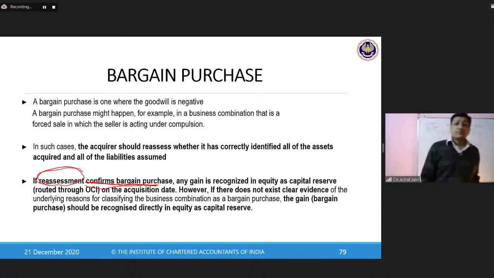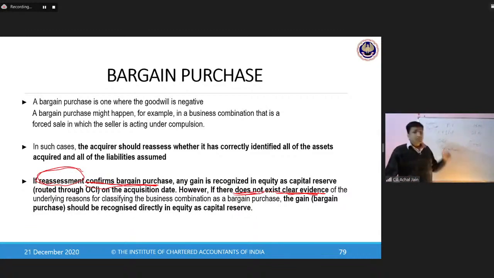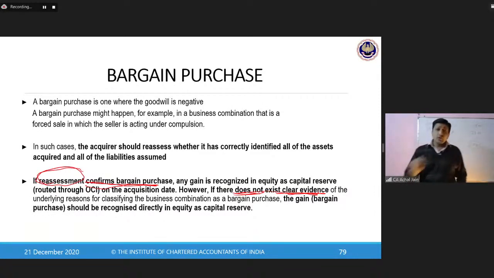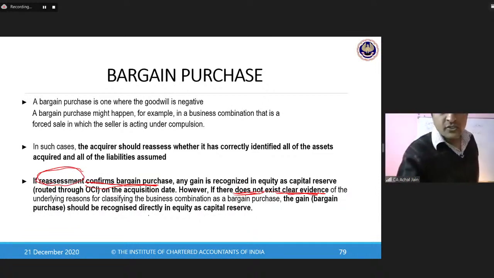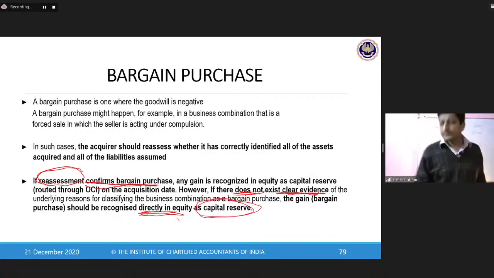However, if there is no clear evidence of this bargain purchase, means bargain purchase has been obtained, but there's no clear evidence because of which we can substantiate, yes, it's a bargain purchase, then the standard says that such a gain, this negative goodwill, should not go to OCI. This should go to equity directly. Equity means in the form of capital reserve directly.